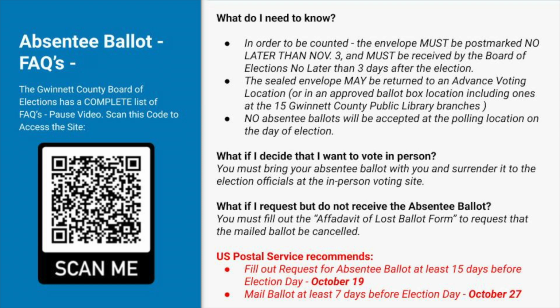If you requested but not received the absentee ballot, you must fill out a special form to request that the ballot be canceled. The U.S. Postal Service has sent out a postcard advising that you request the ballot no later than 15 days before the election, which would be October 19th, and that you mail the ballot at least 7 days before the election, which would be October 27th.